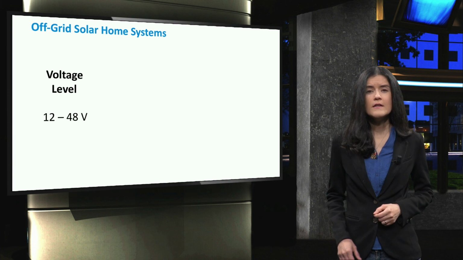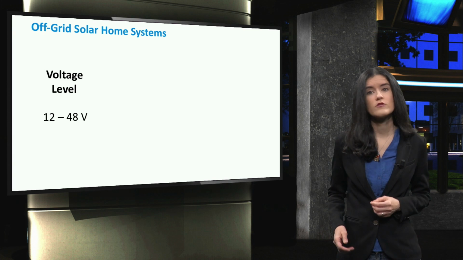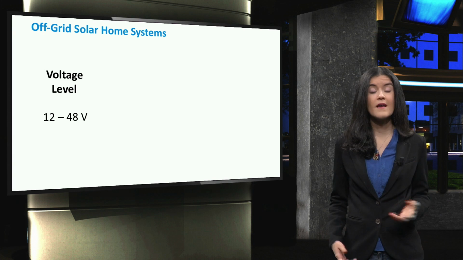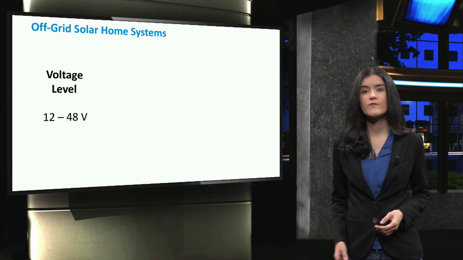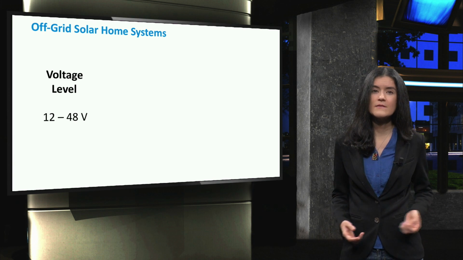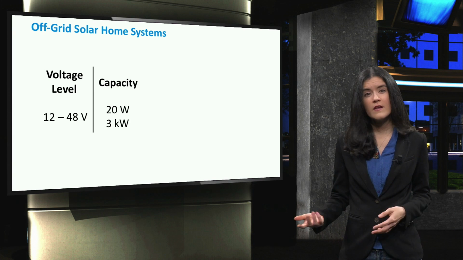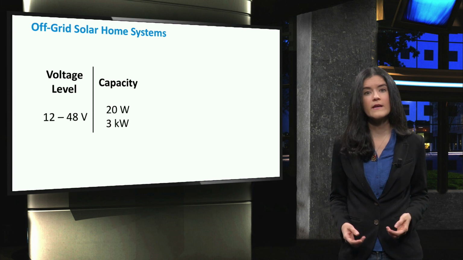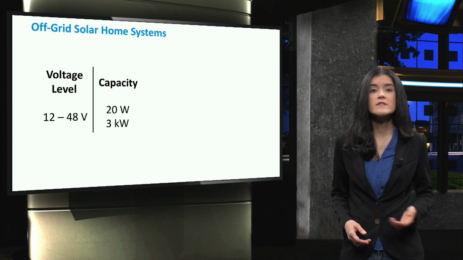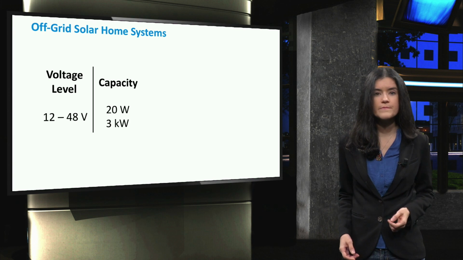In general, solar home systems operate on different voltage levels depending on the load size and range from 12 to 48 volts. The capacity of these systems ranges from around 20 watts in a very small household to 3 kilowatts for a large household or a small community facility such as schools.